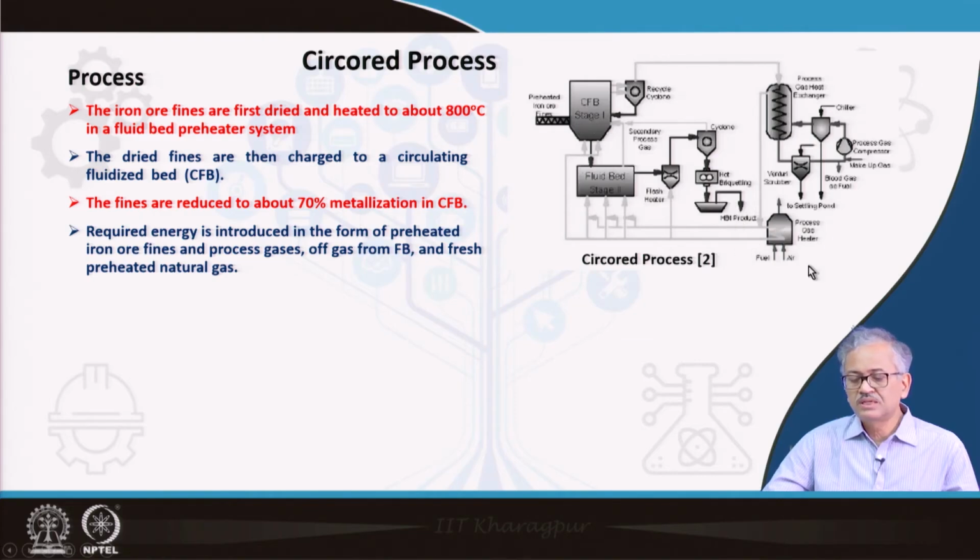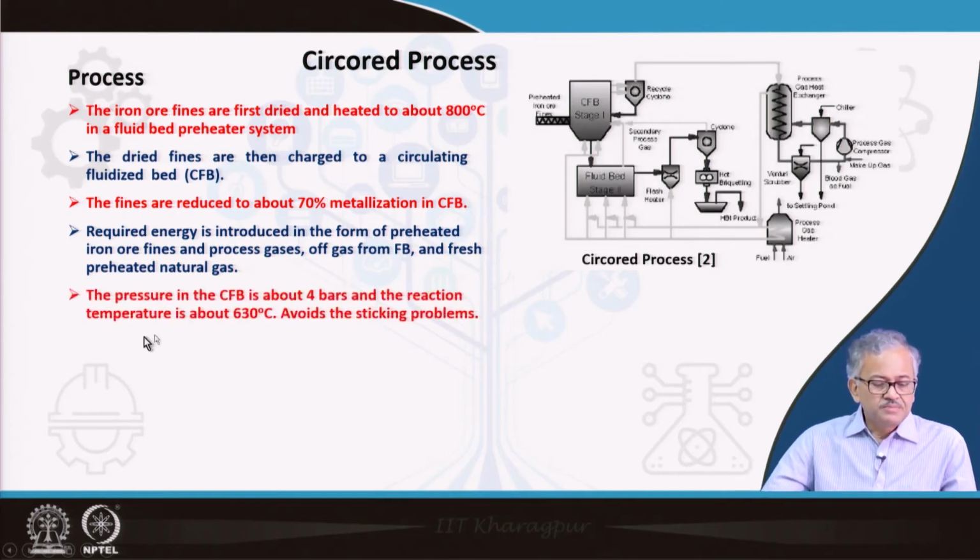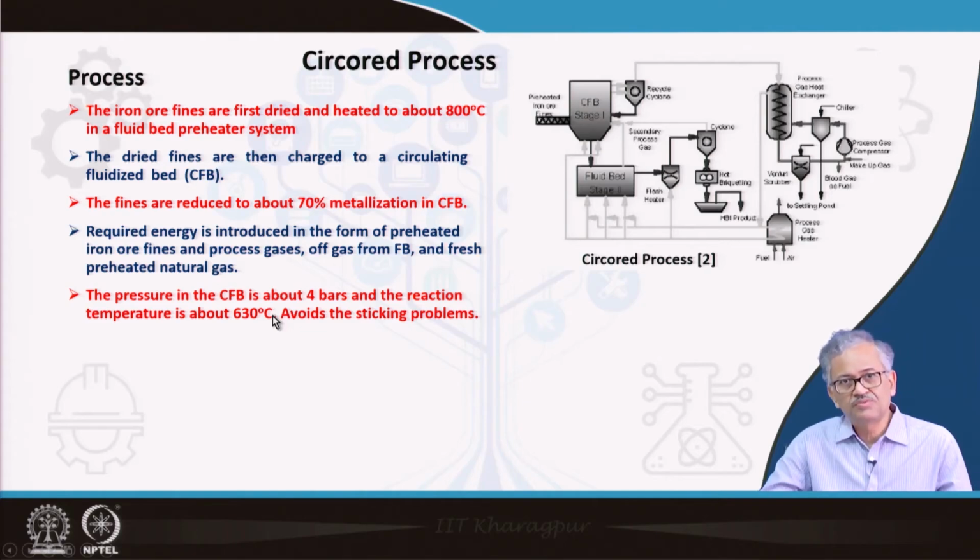And the required energy in the CFB comes from, you can see, the fuel, that is the natural gas, and the air that is preheated and then passed into the CFB. So the sensible heat along with the natural gas and air plus natural gas burning produce the heat. Besides, the circulation process gas is already in circulation, so that heat is there. Also some sensible heat comes with the preheated iron ore, which also adds to the CFB and sustains the total CFB operation.